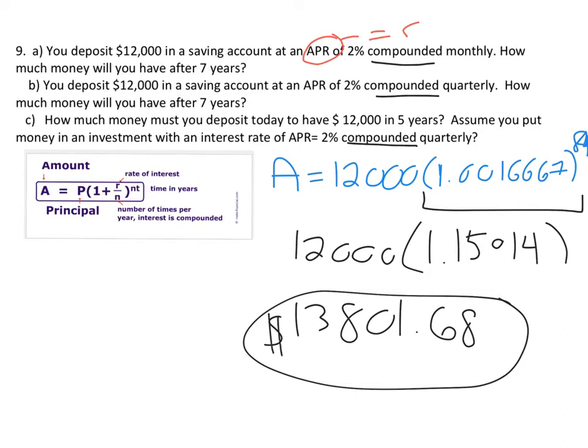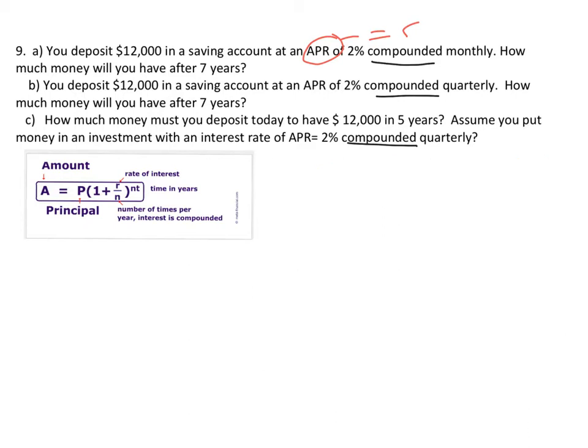We say, does this answer make sense, right? I started with $12,000. I earned some interest. Now I have a little less than $14,000. Totally reasonable amount. Okay? So now looking forward to part B.